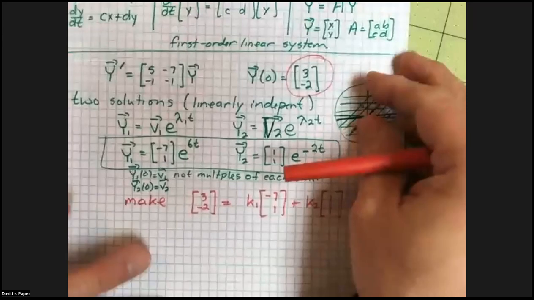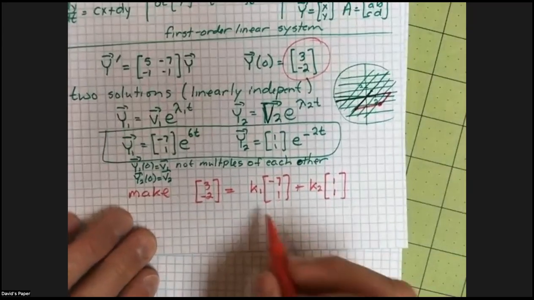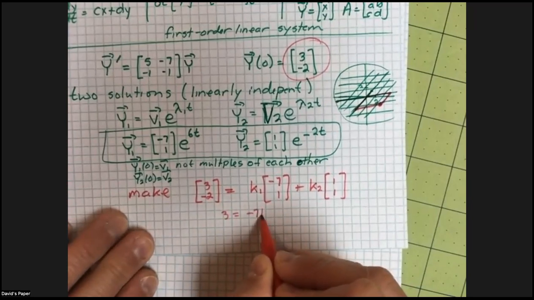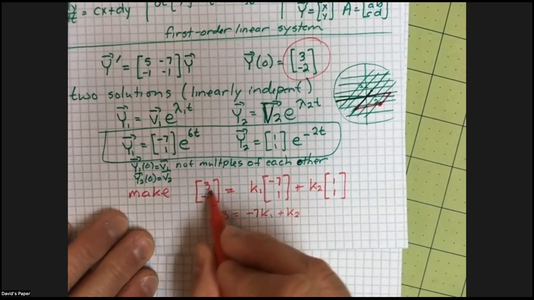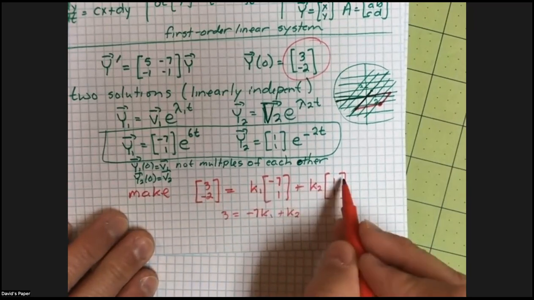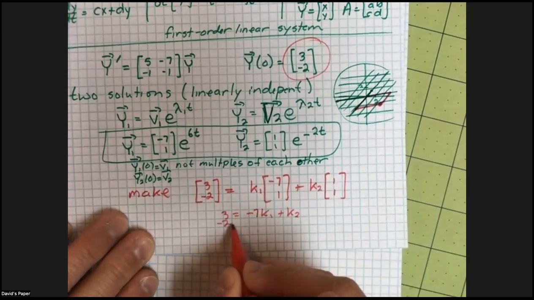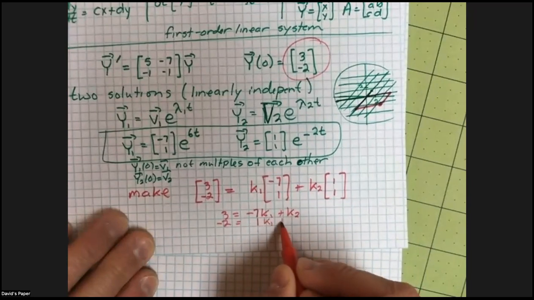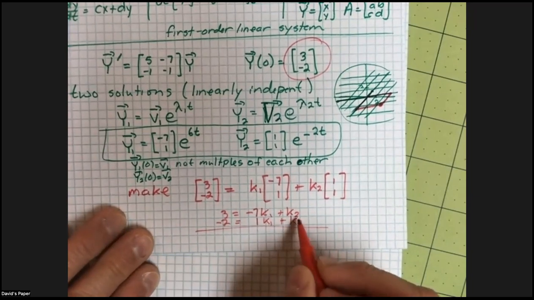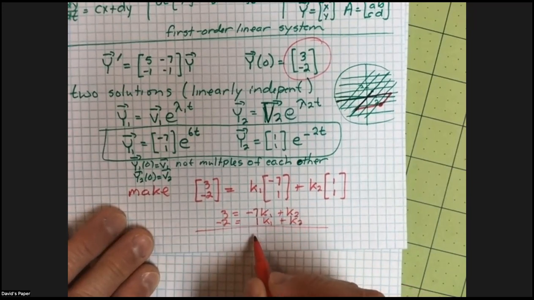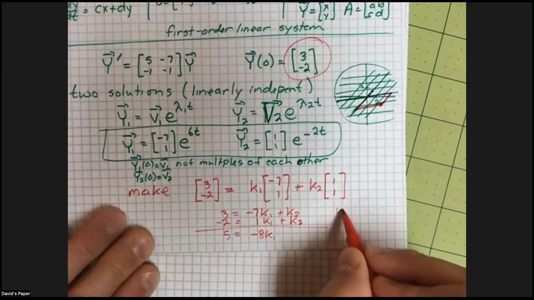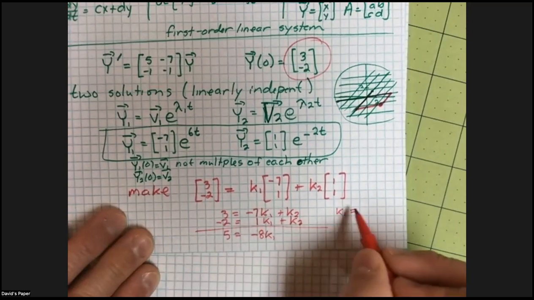And now I need to solve, in a sense, two equations, two unknowns. This is not always fun. First equation, on the top row, is 3 equals negative 7k1 plus 1k2. Second equation, bottom row, is negative 2 equals 1k1 plus 1k2. I guess I don't need the ones. If I subtract these two equations, top minus bottom, I get minus 8k1 is 5. I don't get a happy number. k1 is minus 5/8.